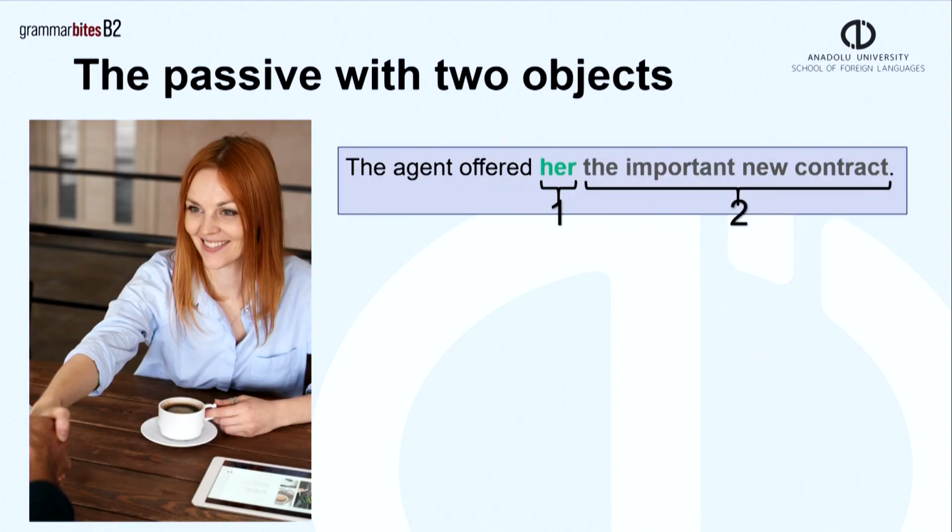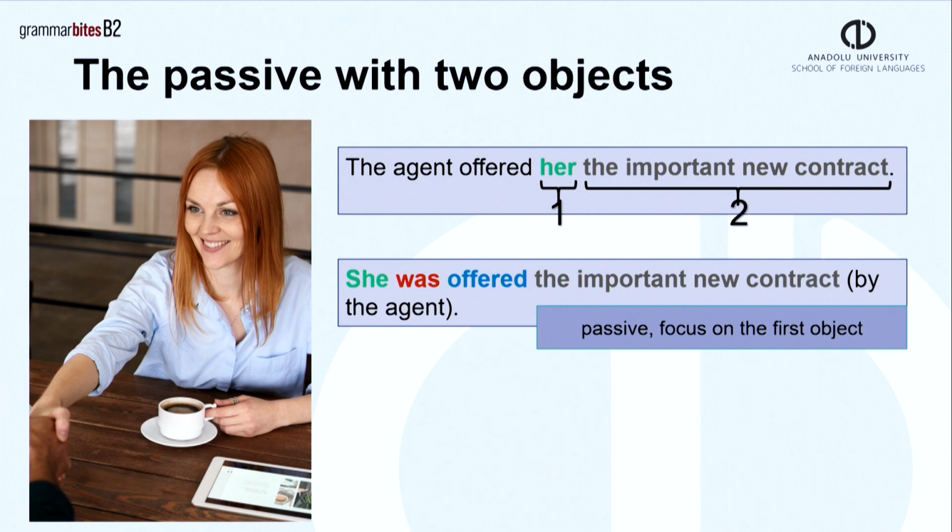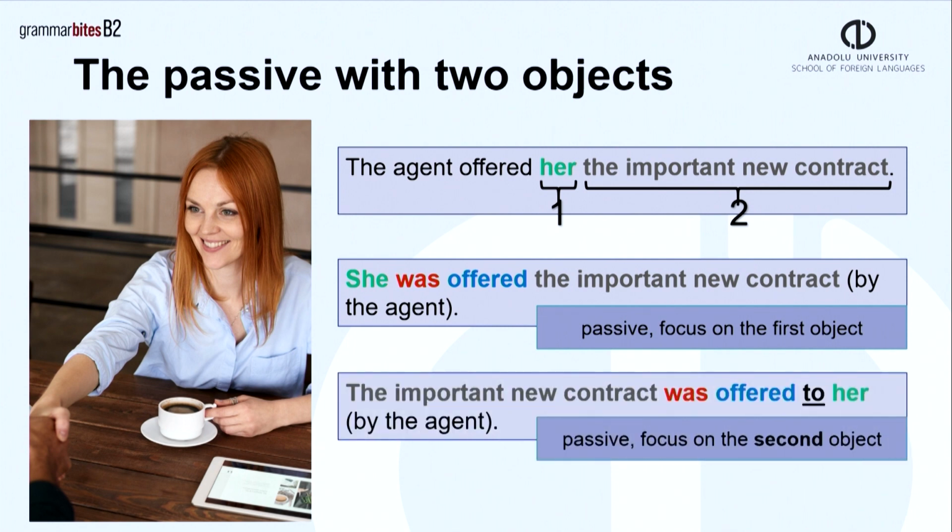Another example. Here again we have two objects after the verb, her and the important new contract. In the passive, we can focus on the first object. She was offered the important new contract. Or we can focus on the second object. The important new contract was offered to her.